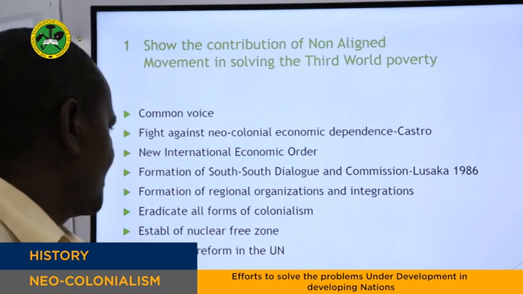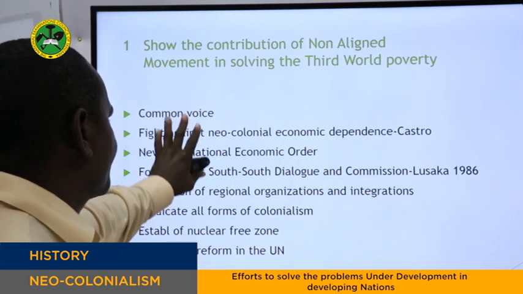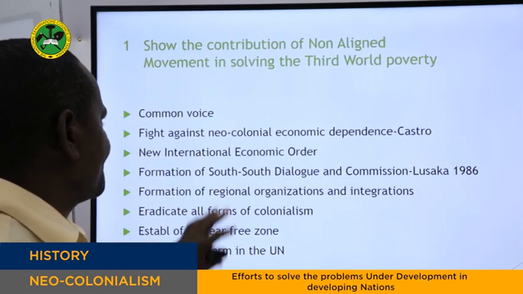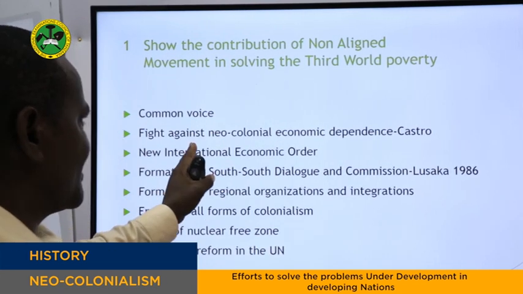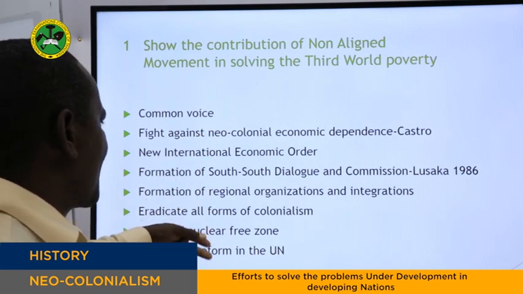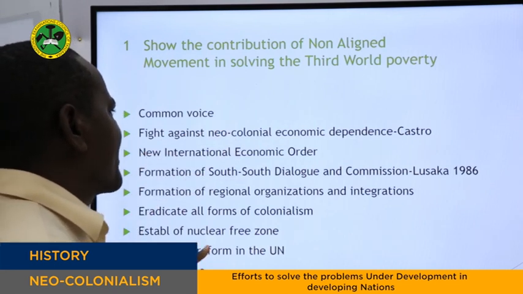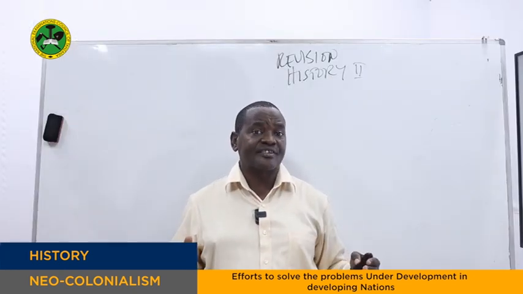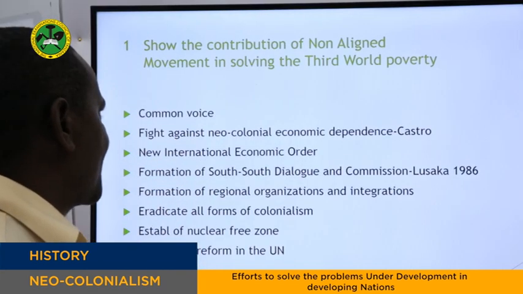And the last thing is the demand for reform in the United Nations. These are the points which show the contribution of the non-aligned movement in solving third world poverty. My dear students, after this, of course, you're going to have a conclusion, and the conclusion is anything relevant. That means you'll have to show, and probably most important, you'll have to explain, probably very shortly, how you see the non-aligned movement today. Is it still relevant? Because it was established to fight to disengage third world countries from the East-West conflict, which is no longer. So you'll have to see the validity of the non-aligned movement today as we speak.